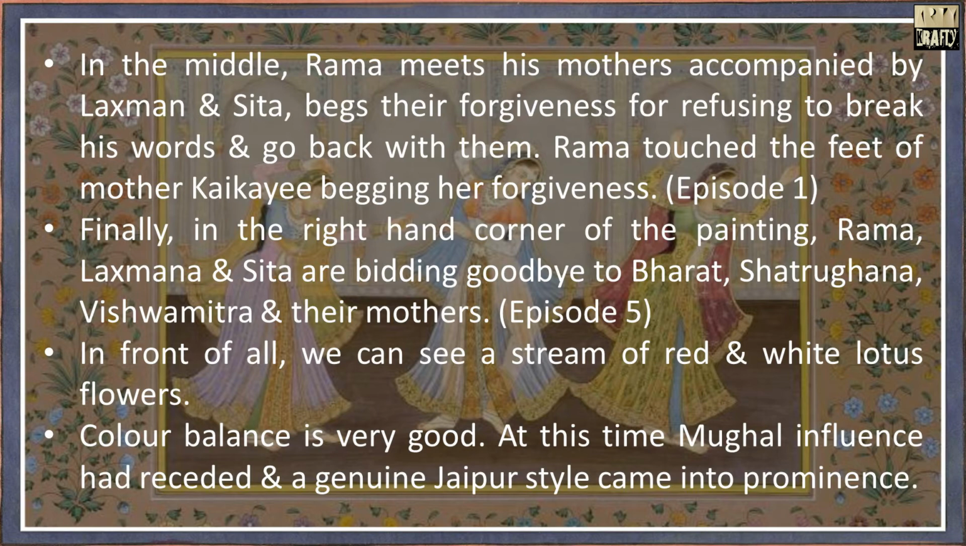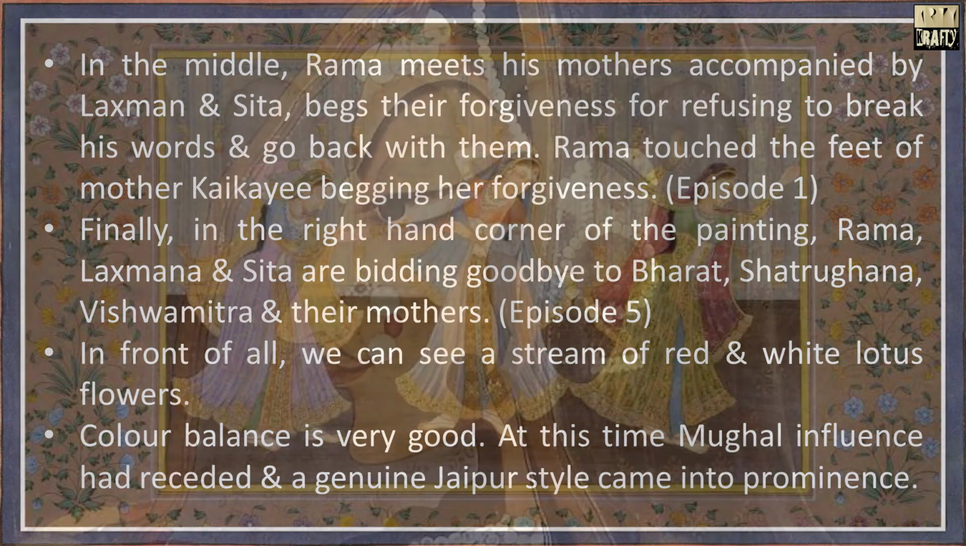Finally, in the right hand corner of the painting, Rama, Lakshmana and Sita are bidding goodbye to Bharat, Shatrughna, Vishwamitra and their mothers. It is described in episode number 5. In front of all, we can see a stream of red and white lotus flowers. Color balance is very good. At this time, Mughal influence had receded and a genuine Jaipur style came into prominence.